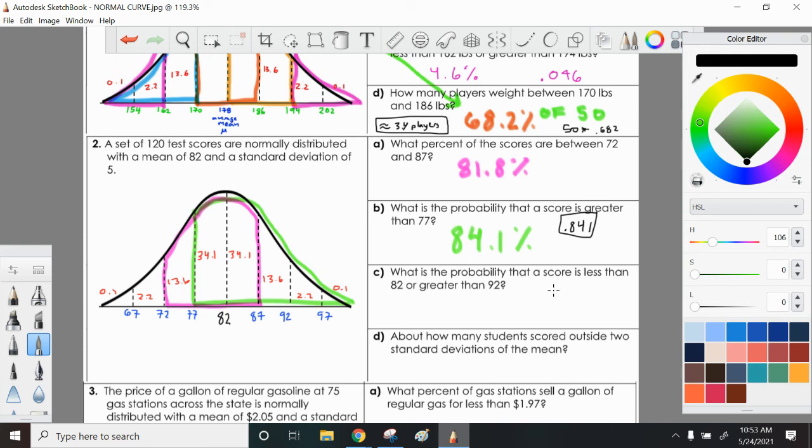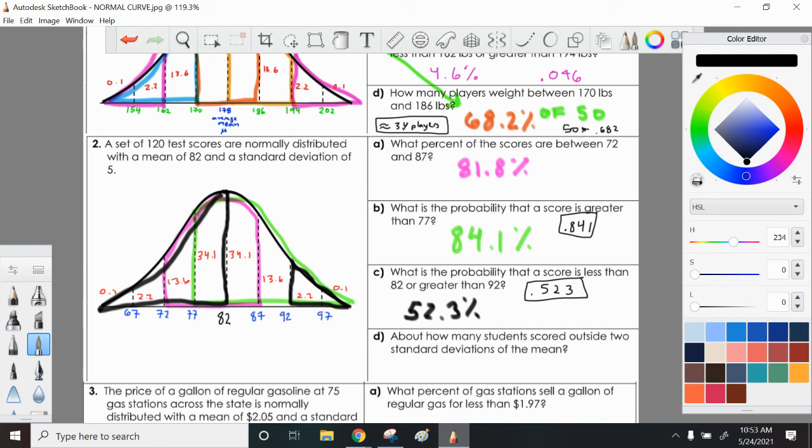What is the probability that a score is less than 82 or greater than 92? Less than 82 would be over here. That looks like 50%. Greater than 92 would be this. And so that's pretty easy to calculate. 50 plus 2.3 would be 52.3%. And then, of course, it's technically asking for probability. So maybe you want that.